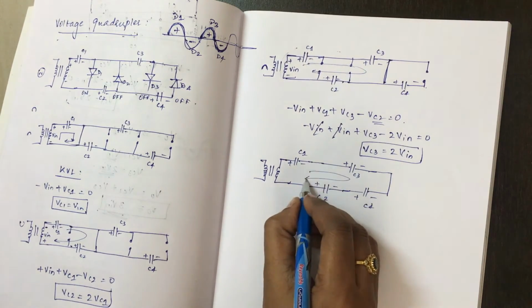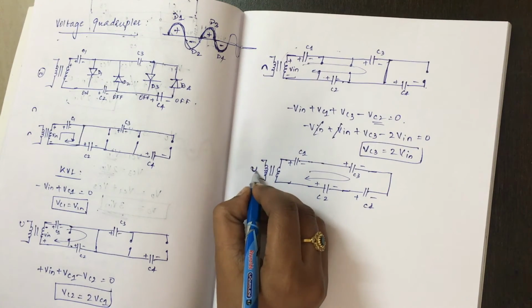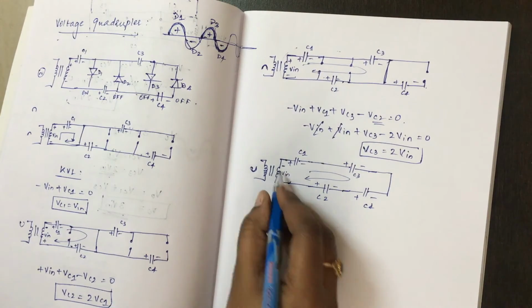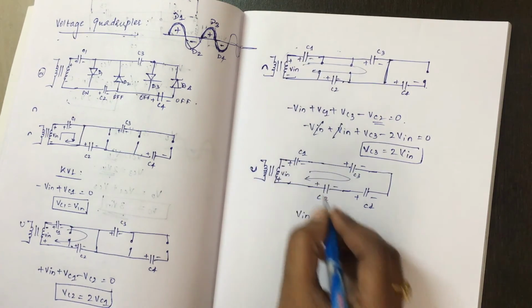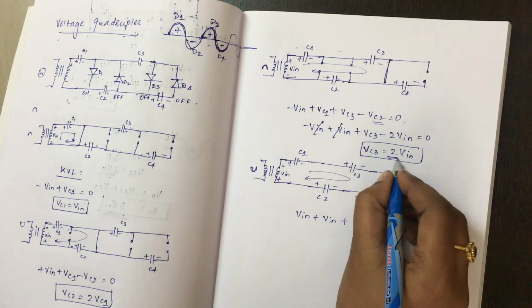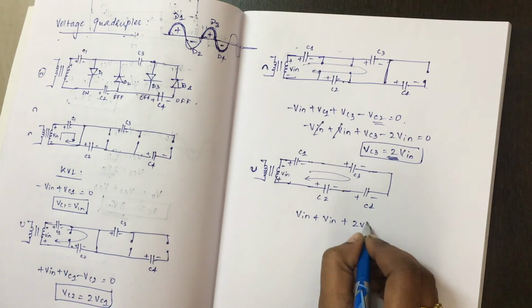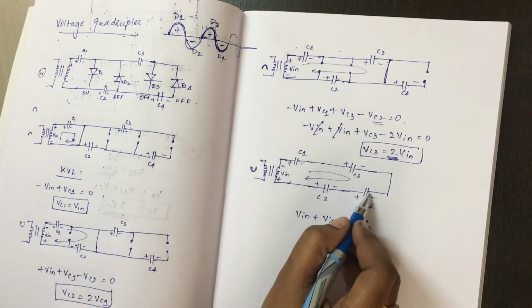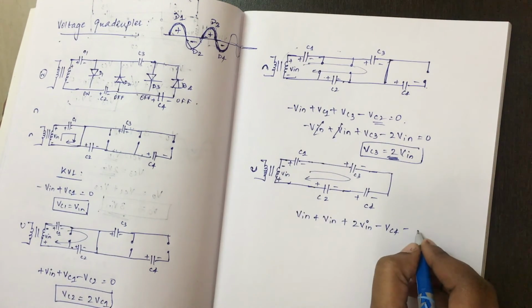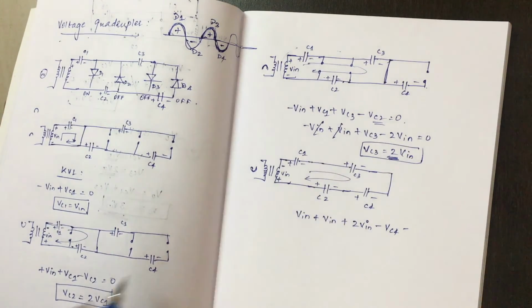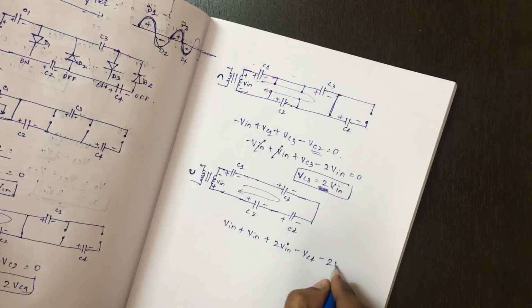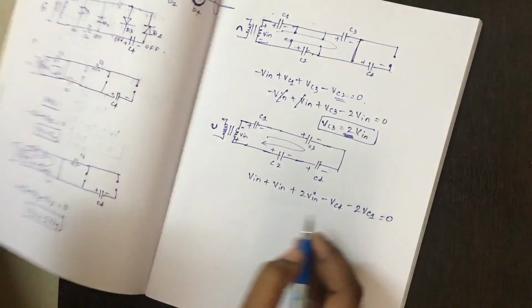Current is in this direction. This is the second negative half cycle, so this will become minus, this will become plus Vin. So plus to minus Vin, Vc1 is Vin, the voltage across capacitor C3 is 2 Vin. Then in this direction, so minus to plus is minus Vc4. Again this is minus Vc2. What is Vc2? It is 2 into Vc1. So minus 2 into Vc1 equals 0.